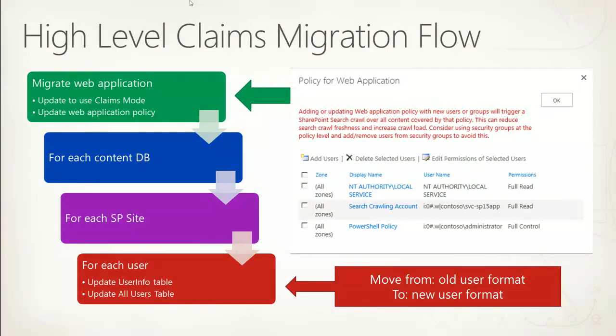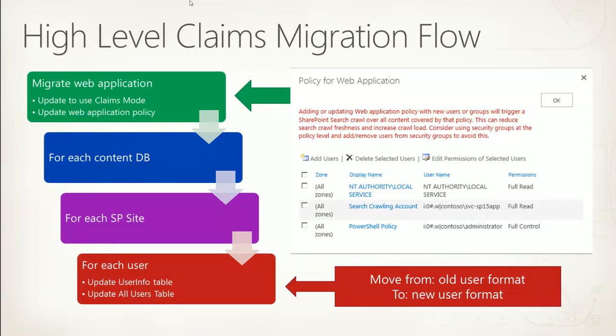High-level migration. Here's what you're doing. You are going to configure and migrate your web app. For each content database, we're going to dig in and look for the number of sites. We're going to grab those sites. We're going to grab the user information within those sites, and we're going to move you from the old user format of NTLM or domain slash user to a new user format. That new user format depends on your scenario.